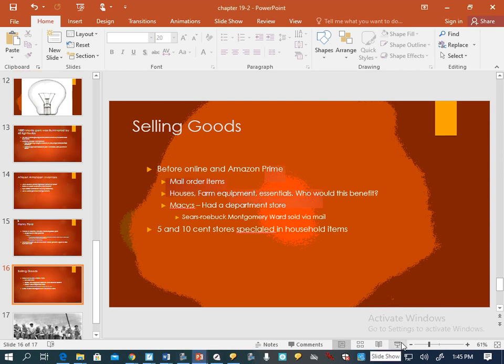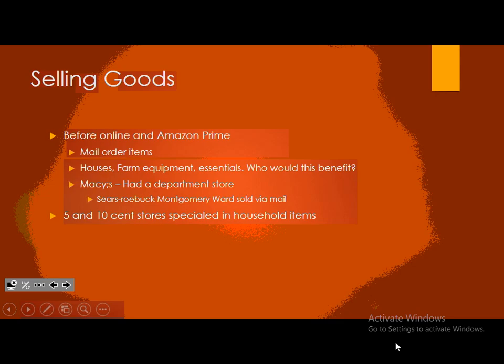Selling goods is our last major thing. I kind of added this into what is happening in your book. Before online and Amazon Prime, buying stuff from catalogs was essential. Sears Roebuck and Montgomery Ward sold a lot of items through the mail. In fact, you could buy a whole kit for a house. They would deliver it. They do all the cuts for you. They deliver it right to your house, and you could put it together.